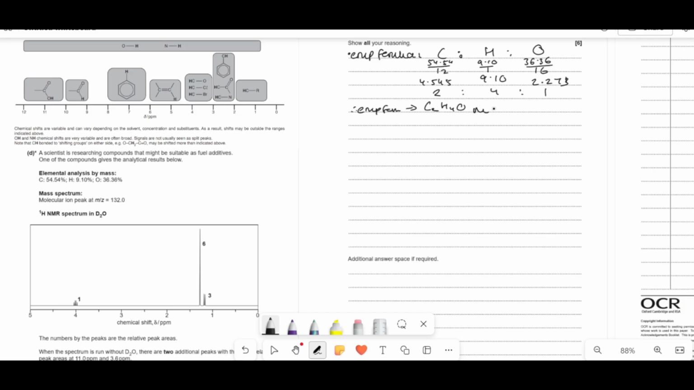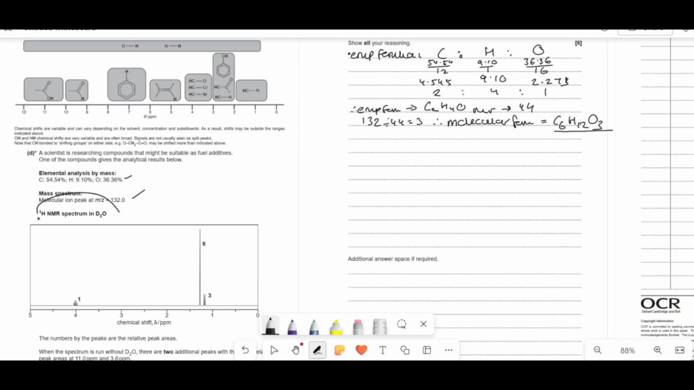So if we work out the MR of this thing, it's going to be 2 lots of 12 plus 4 H's and then 1 oxygen, which is going to be 44, right? If I do 132 divided by 44, I end up getting 3. So that means its molecular formula is 3 times this thing. So we now know the molecular formula is going to be 3 times that whole thing, so it's going to be C6H12O3. That's one piece of information done and dusted that we can really make use of.